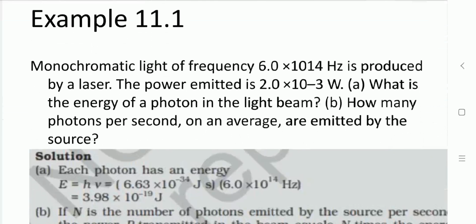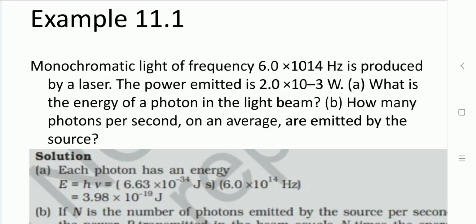Monochromatic light of frequency 6 into 10 raised to 14 hertz is produced by a laser. The power emitted is 2 into 10 raised to minus 3 watt. What is the energy of a photon in the light beam, and how many photons per second on average are emitted by this source? Here we need to calculate the energy. The frequency is given and Planck's constant is a constant. So E equals hv. By substituting the value of h, Planck's constant, and the given frequency 6 into 10 raised to 14, we are able to get the energy value.